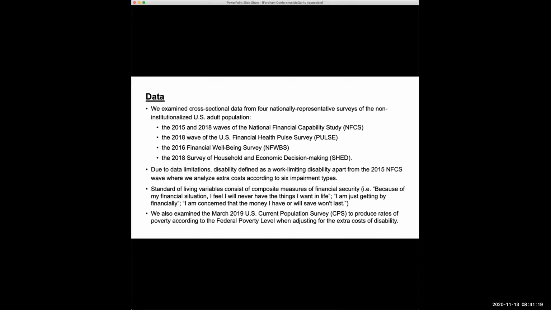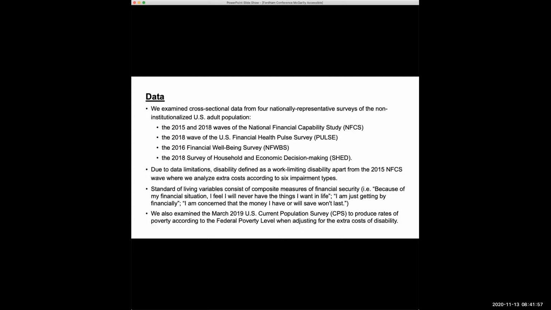Because of data limitations, and this is the case oftentimes with the standard of living approach, and it's really just a general limitation of secondary data analysis, we were limited in how we were able to define disability, limited to what was available in the data. And so our conceptualization of disability was as a work limiting disability, with the exception of the 2015 National Financial Capability Study, which asked about the 6 impairment types. So we were able to drill down a little bit and look at impairment types, but that wasn't widely available across all the data sets we used.